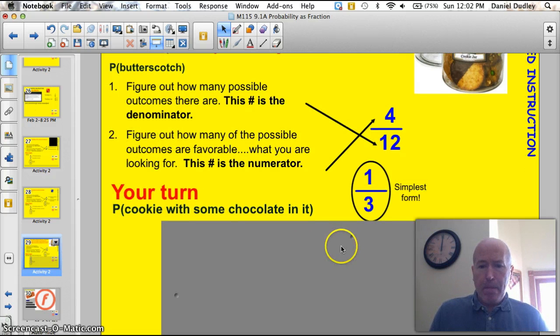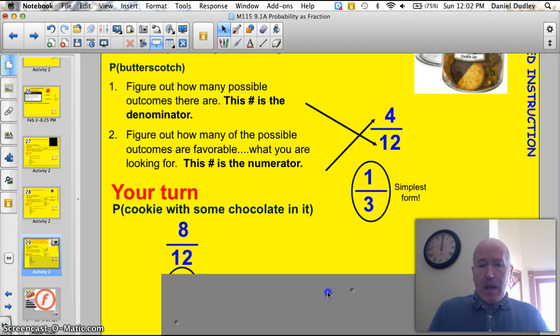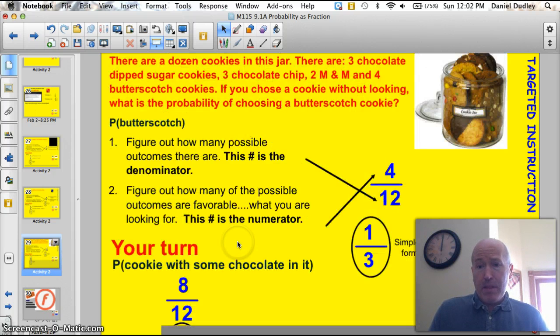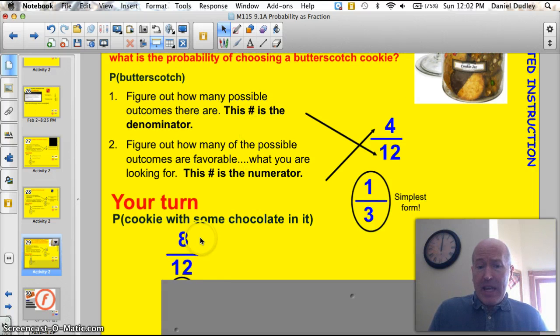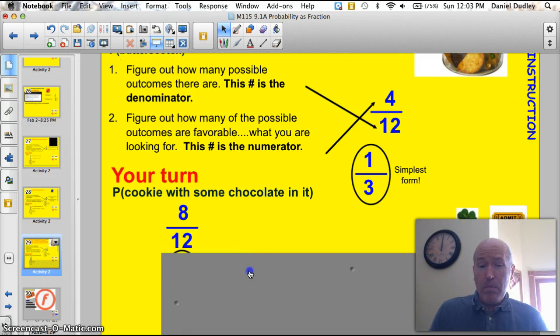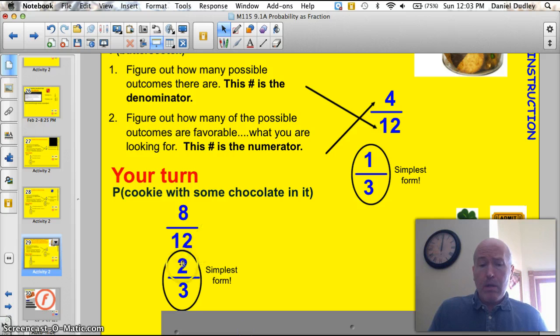Let's see how you did. Well, actually, there are 8 different choices because all of the other cookies have chocolate in it. There's chocolate dipped, there's chocolate chip, and M&M. So we have a total of 3, 3 is 6, and 2 more makes 8. So you have 8 out of 12 chances of choosing a cookie with some chocolate in it. Is that in simplest form? No way, man. Simplest form would be 2/3.